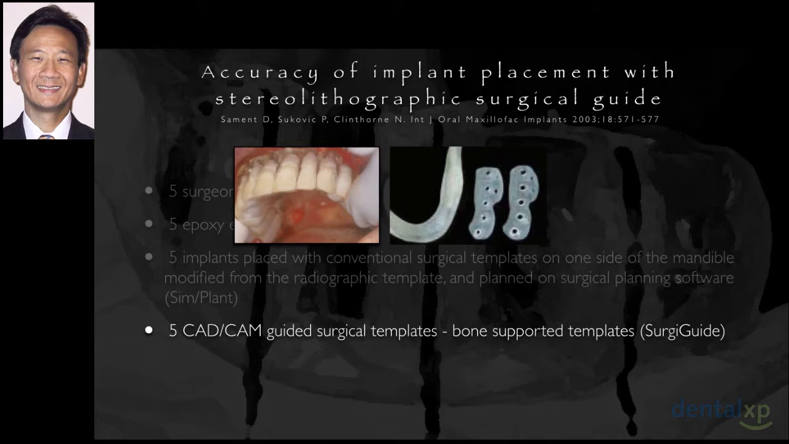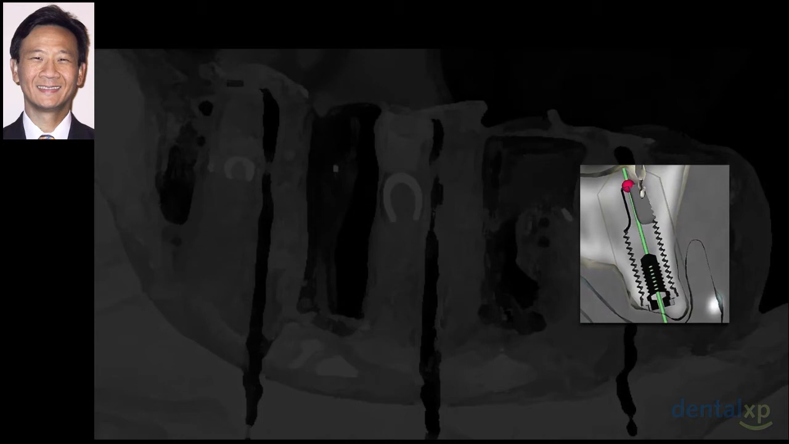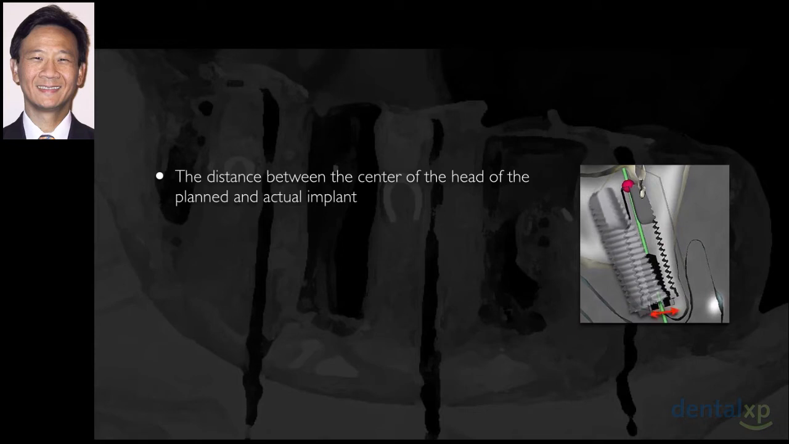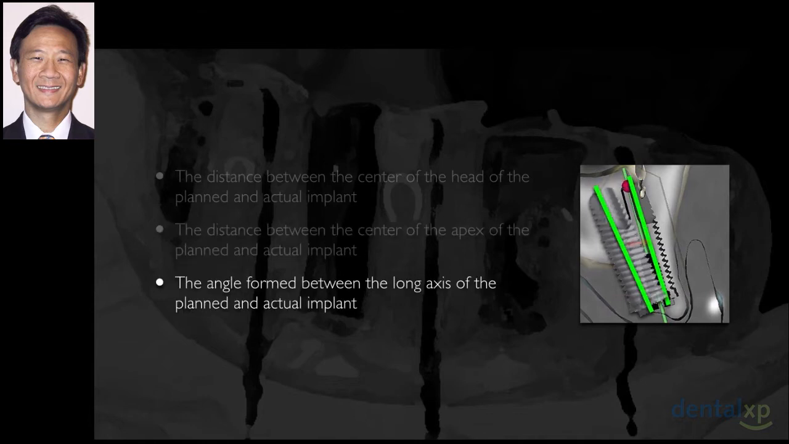5 surgical templates were created at different sizes for the osteotomy. After the 2 different means of placing implants were done on the epoxy mandibles, these models were then rescanned and looked at to compare the differences in implant placement. Whenever there's a comparison of what was planned on the software versus what was actually placed on the patient, the typical means of measurement is 3 means. One is the distance between the head of the planned implant and the actually placed implant, the distance between the center of the apex of the planned implant versus the actually placed implant, and third, taking the long axis of both implants planned and placed and looking at the angular deviation.